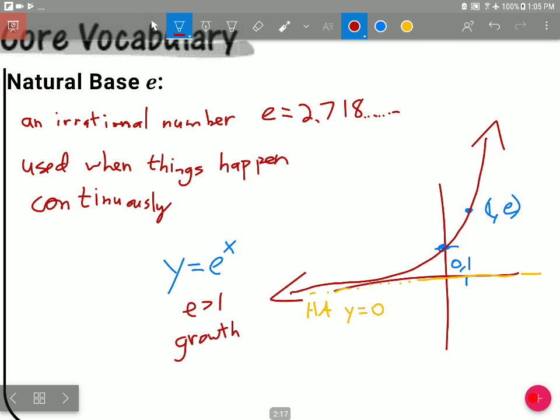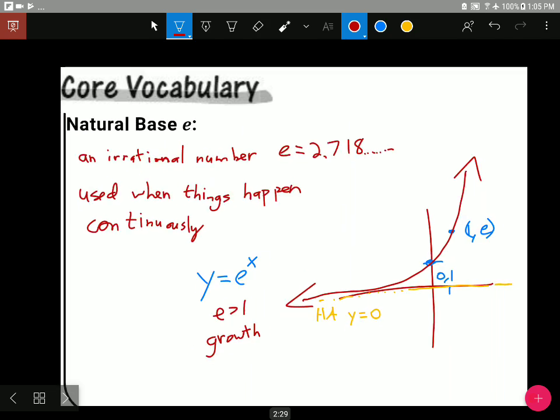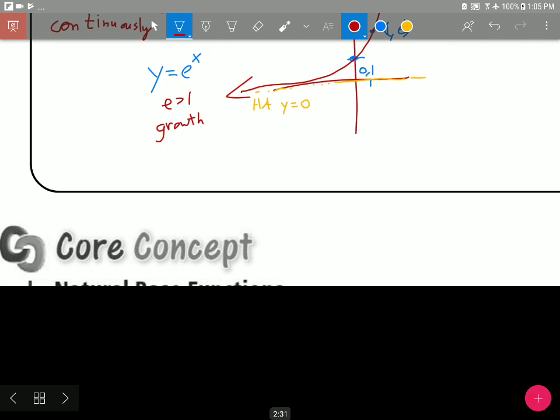Cool. So whenever you're doing something continuously, that's when the e shows up. All right, kind of like whenever you're dealing with circles, that's when pi shows up. Pi. All right. Anyways, I know the jokes are horrible. Get over it.